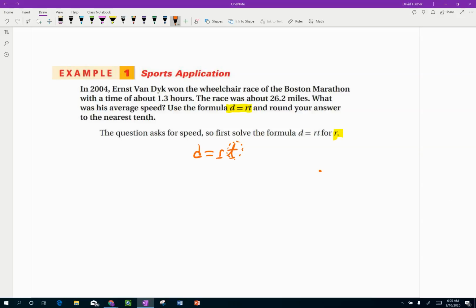How am I going to get rid of a T? If that said this, let's say, I don't know, I'm just making this up, 4 equals 2x, and I asked you to get the x by itself. Wouldn't you divide by a 2? Well, we're going to get rid of the T. So we want to say, let's divide by a T. Now this looks kind of weird because we don't know what a D and a T are yet.